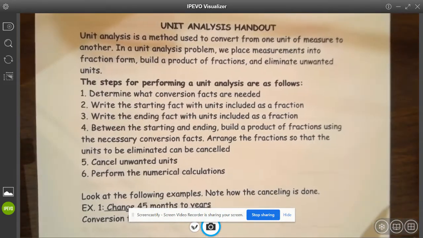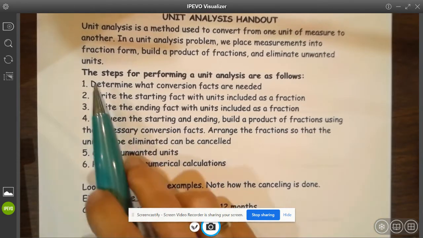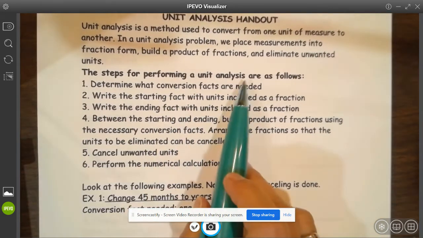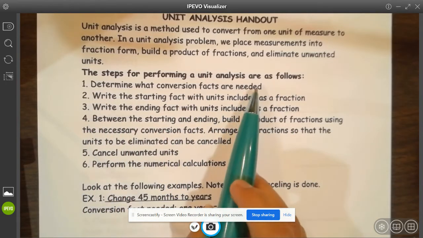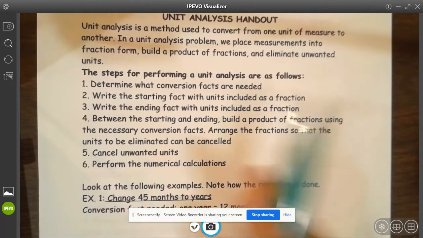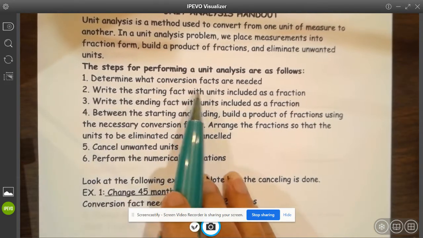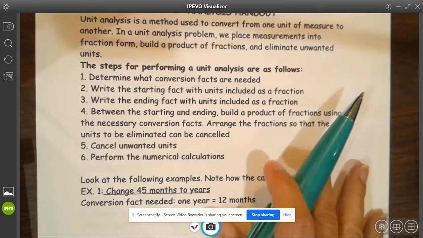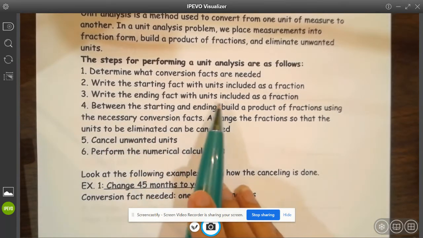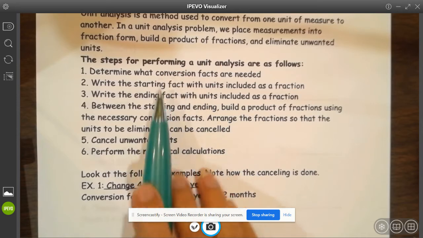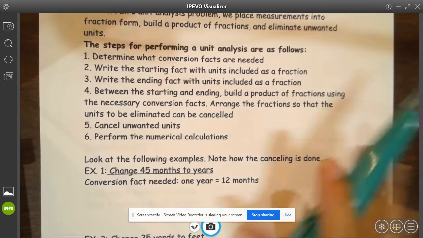So I love this part when we cancel stuff. This is when we're going to cancel stuff. So the steps for performing a unit analysis are as follows. One, determine what conversion facts are needed. So you're going to need to know some information before you start. Number two, write the starting fact with units included as a fraction. Number three, write the ending fact with units included as a fraction. So you're going to use units here at the end, in the beginning, everywhere.